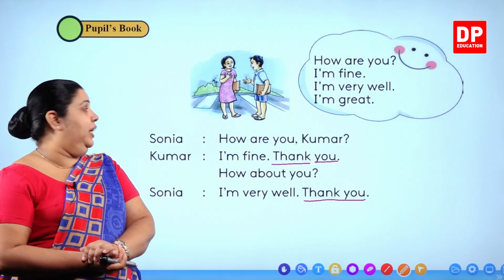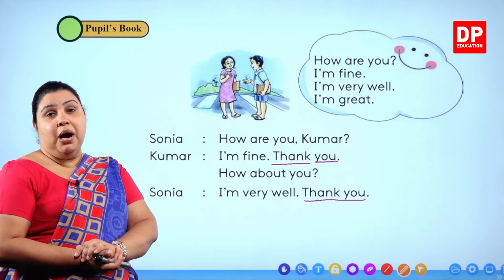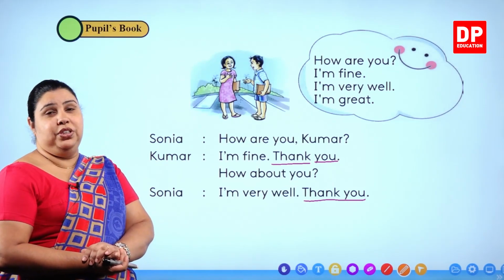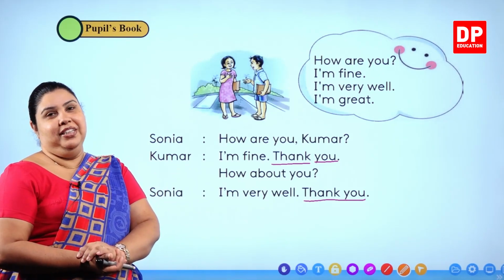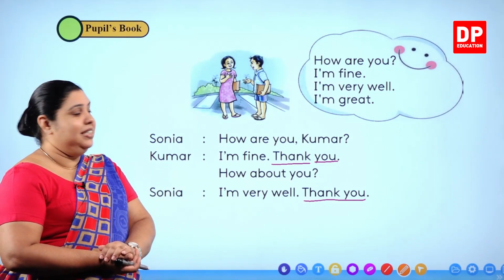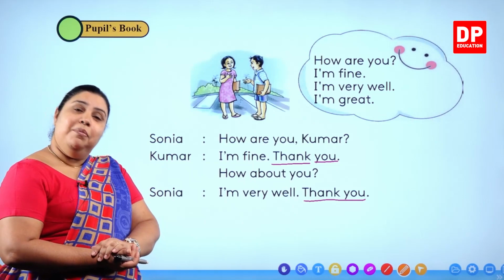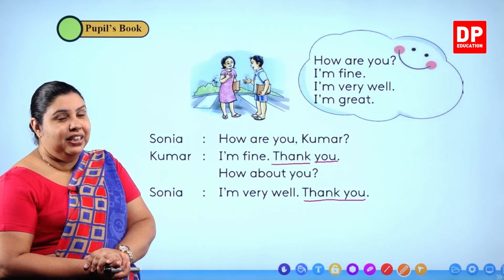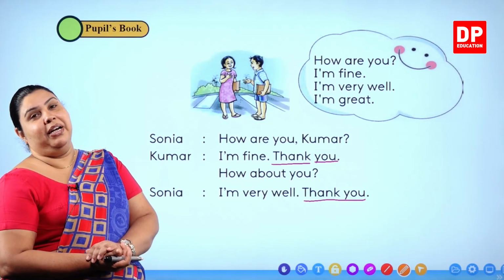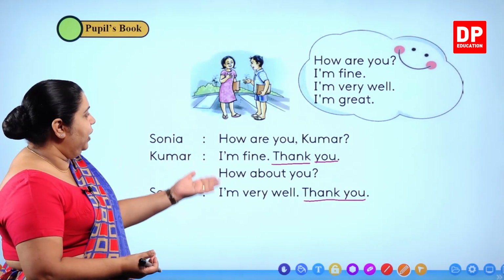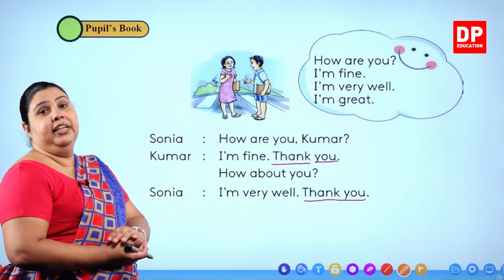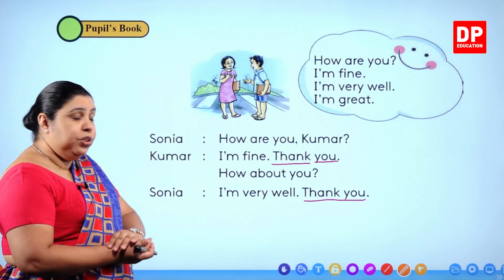How are you Kumar? I'm fine, thank you. How about you? That means, how are you? Then Sonia says, I am very well. Thank you. Right? So now can you see? How are you Kumar? I'm fine. Thank you. How about you?